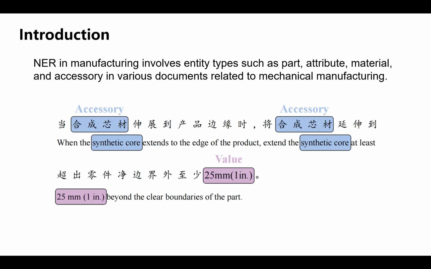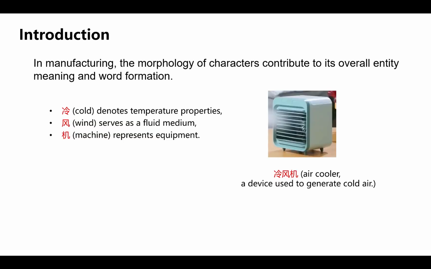NER in manufacturing involves entity types such as part, attribute, material, and accessory in various documents related to mechanical manufacturing. In this example, Hicheng Shinke Syntec Core is an entity of accessory and 25M1in is an entity of value in manufacturing. The morphology of characters contributes to its overall entity meaning in word formation.